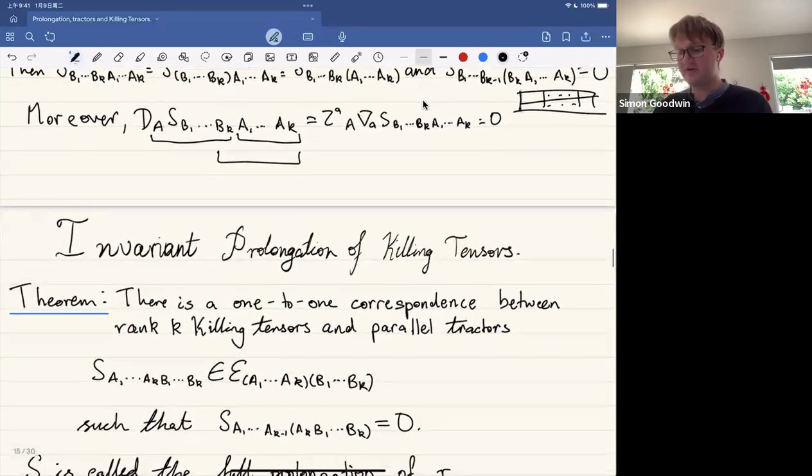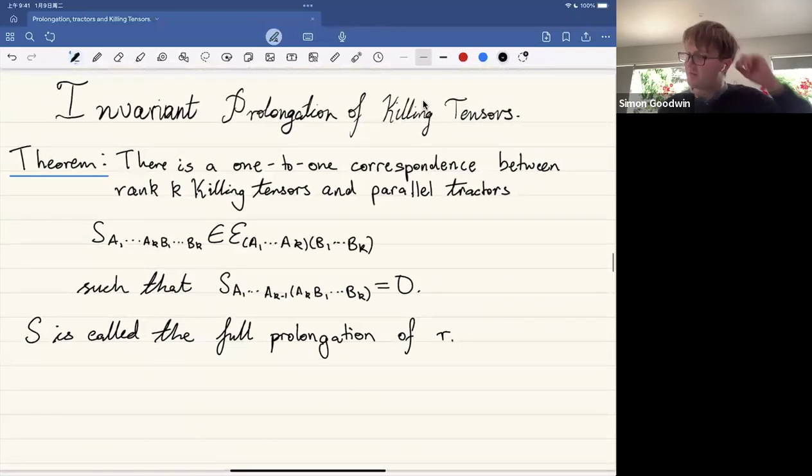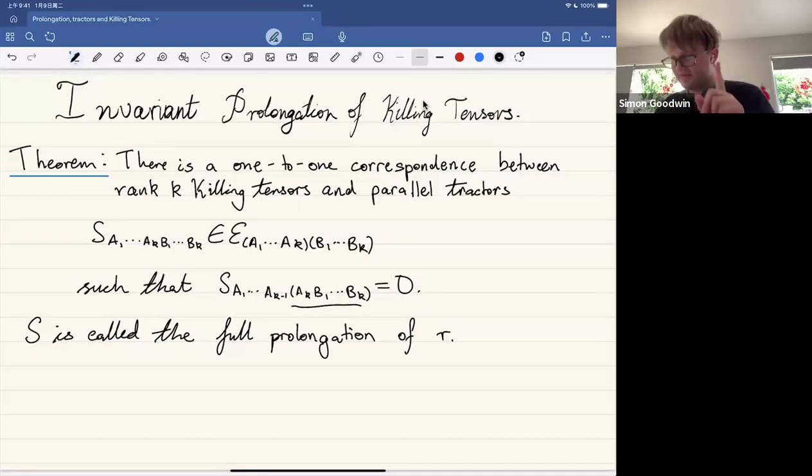And so now we end up with our theorem, our full prolongation. There's a one-to-one correspondence between rank k Killing tensors and parallel tractors of this form with this Young diagram symmetry, with any symmetrization on the last k being 0. And this is actually kind of stronger than what we claimed before, because not only when we prolong do we get something that is parallel, if we do the opposite, we start off with something parallel, and the inverse of this one-to-one correspondence is a lot of z's onto s.